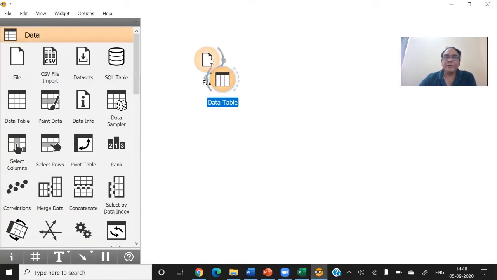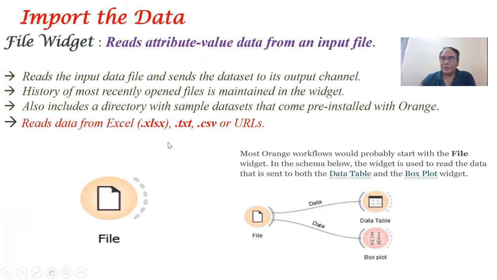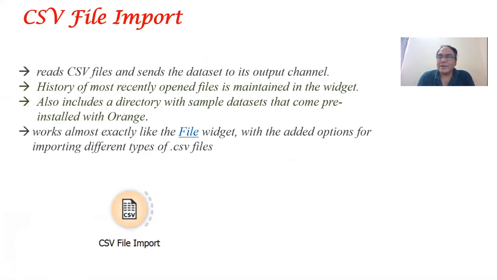The first is called the File widget. Now let's move to the second icon. Sometimes we have another option to import the data file. This second icon is known as CSV File Import. It is a special icon made for CSV files, and it is exactly similar to the File widget.